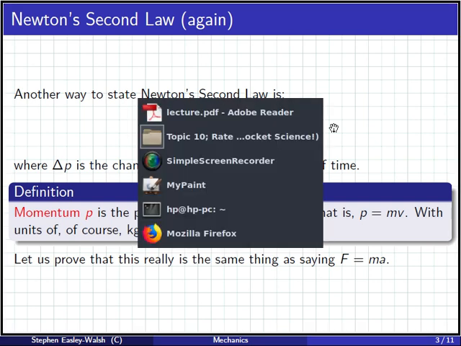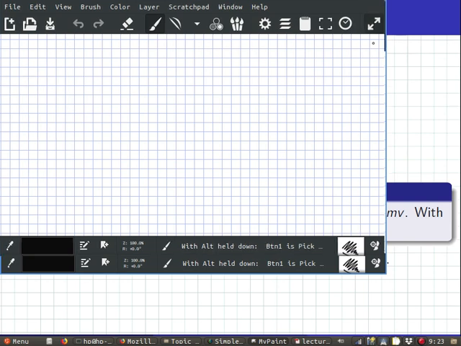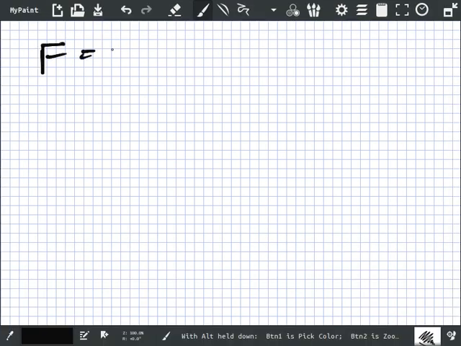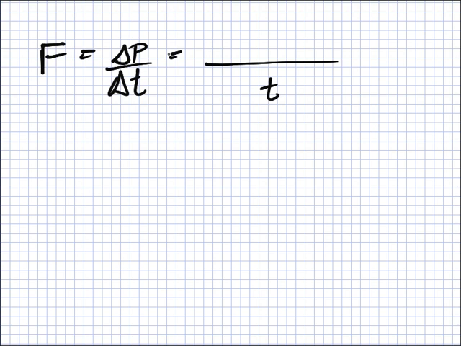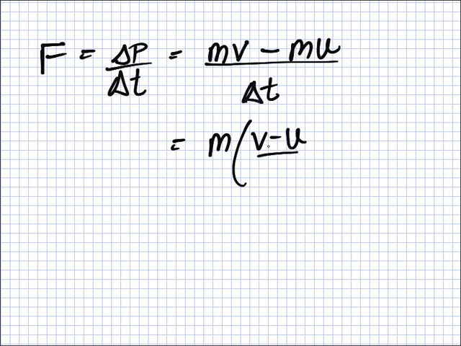So, let's give the proof now. So you have F equals delta P over delta T. The time is T. And the delta P is the change in momentum. So this is the momentum at the end, and this is the momentum at the start. Well, I can take the m out, and I get v minus u over t. Or actually, I can keep it as delta t. It makes it a bit clearer. Because on the top, this is the change in the velocity, which we can call delta v over delta t.